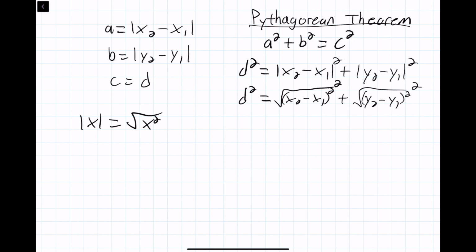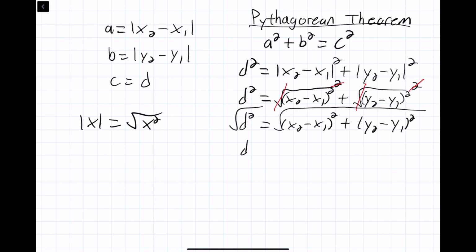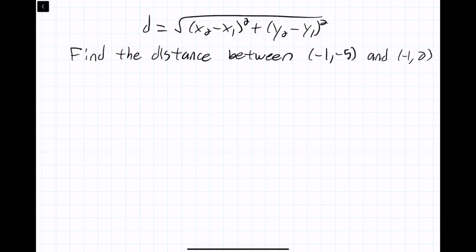And the square of a square root cancels out, so to be clear, this cancels with this, and we're left with x2 minus x1 squared plus y2 minus y1 squared. Solving for d by taking the square root of both sides, we get the distance formula, which is the square root of x2 minus x1 squared plus y2 minus y1 squared. So now that we have derived the distance formula, we'll be able to find the distance between 2 points.